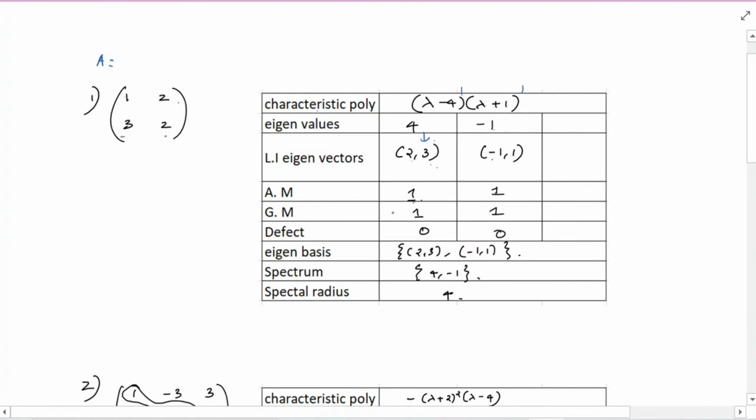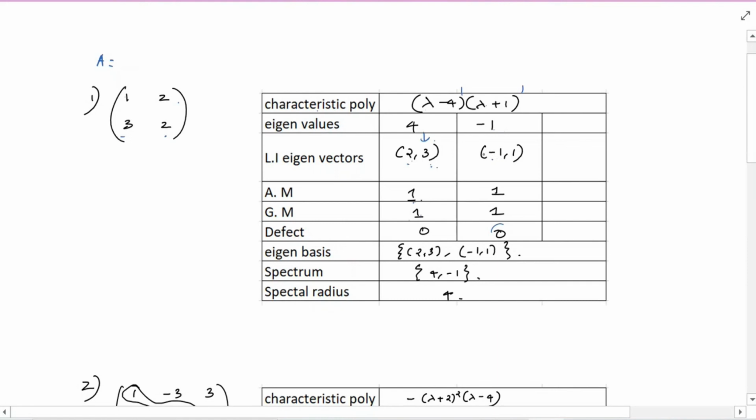And the geometric multiplicity. Corresponding to 4, we got only one independent eigenvector, so it is 1. The geometric multiplicity of minus 1 is also 1. Defect means the difference between algebraic multiplicity and geometric multiplicity. So corresponding to the eigenvalue 4, the defect is 0, and corresponding to the eigenvalue minus 1, the defect is also 0.